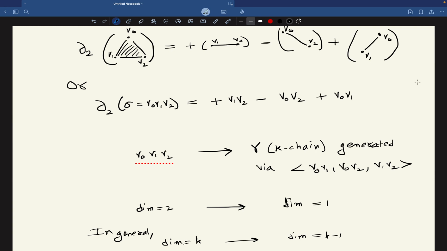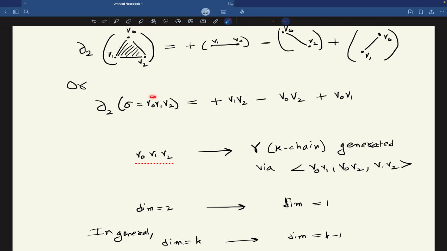So you have already seen that when you apply a boundary operator on a triangle, its boundaries are edges, right? More specifically, the linear combination of its edges is the boundary of the triangle, right? And since it's two-dimensional, we have written a subscript 2 here.